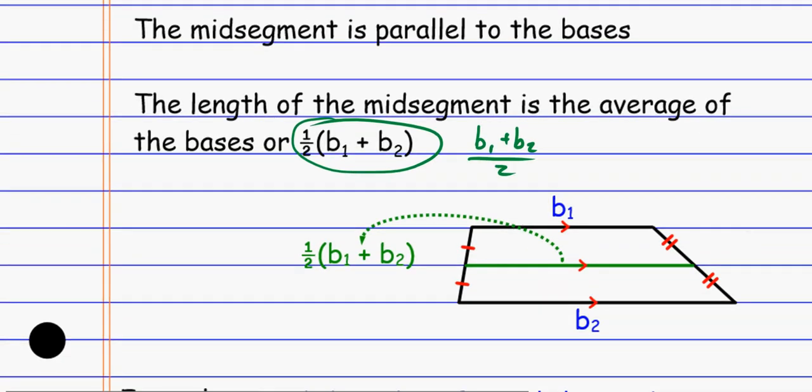When you look at this again, if you connect the midpoints of these legs with a segment, this is called a midsegment. The thing that's special about this midsegment is that it's parallel to the two bases, so it's parallel to each of those. And it's the average length of those two bases. So if I add these together and divide by 2, it gives me the length of the midsegment.